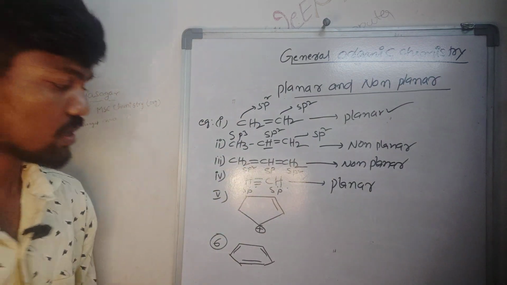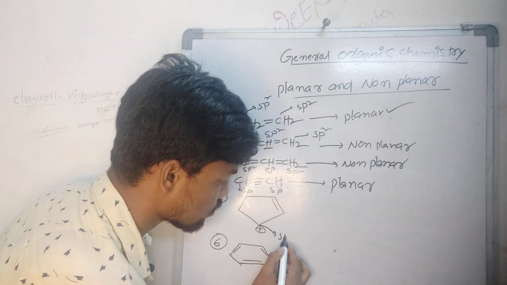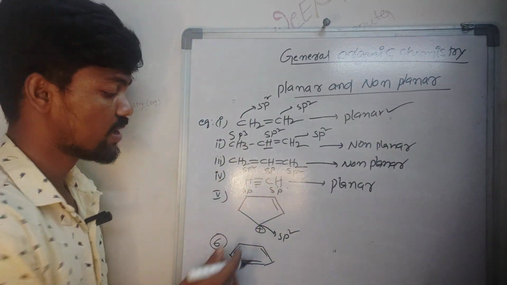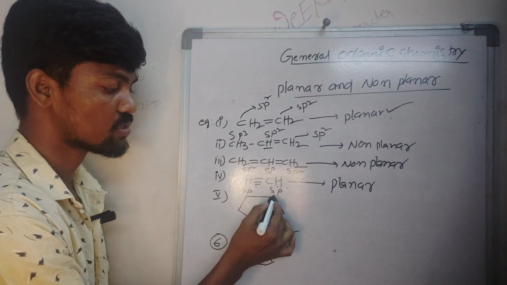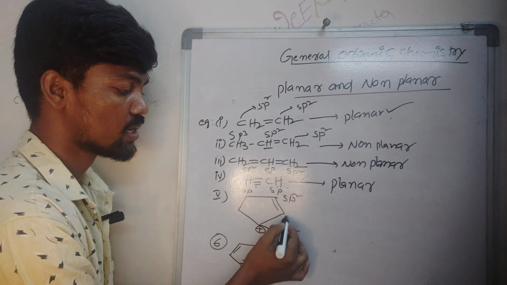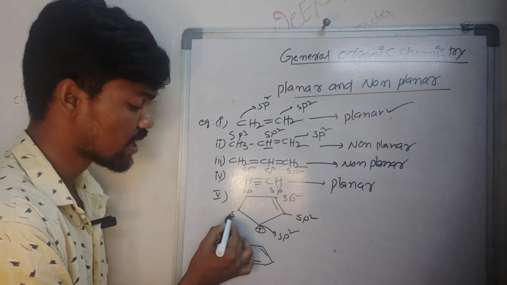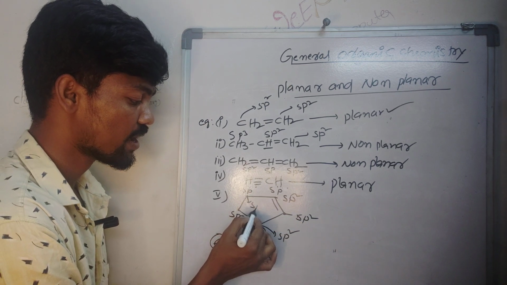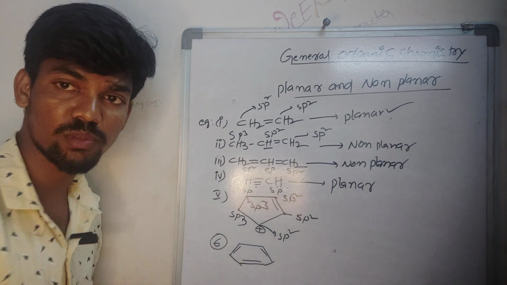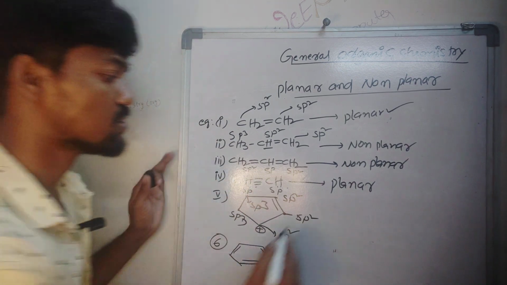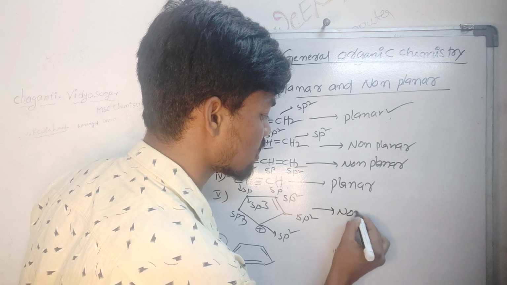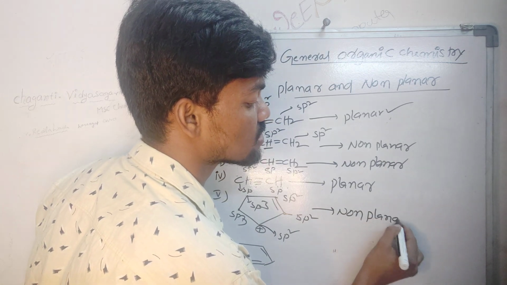Coming to this point, this will undergo sp2 hybridization. If sp2 carbons are there, what happens? But what happens to this carbon? sp3 is there. It is also sp3. So sp3 carbons are there. That's why it is a non-planar structure. Why is it a non-planar structure?